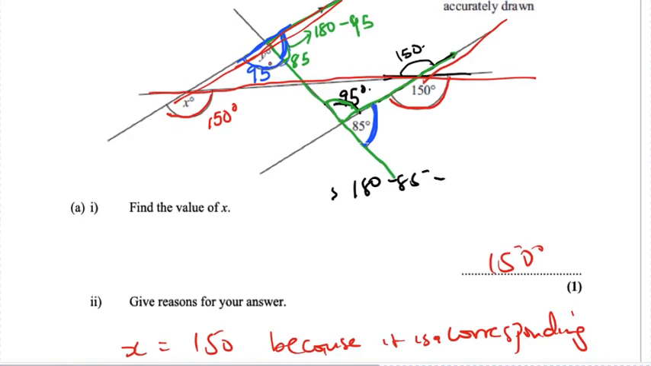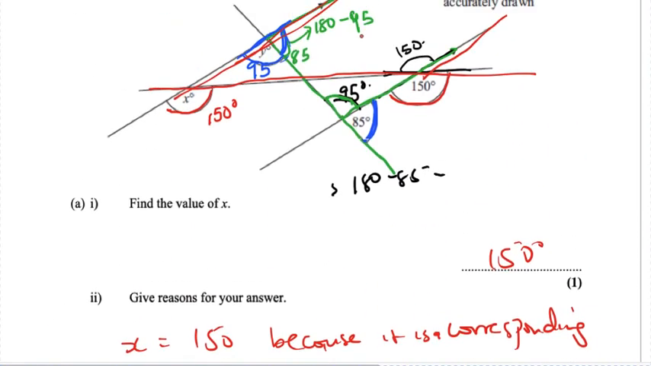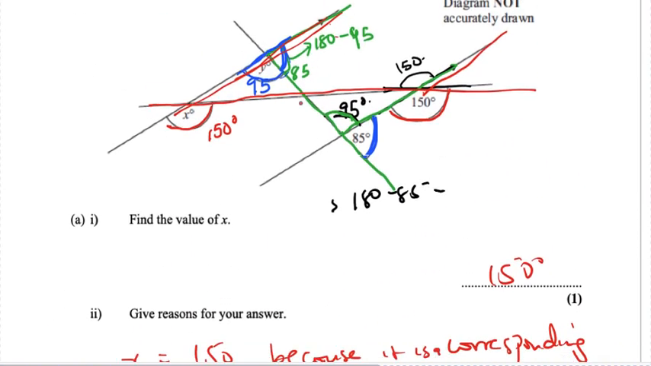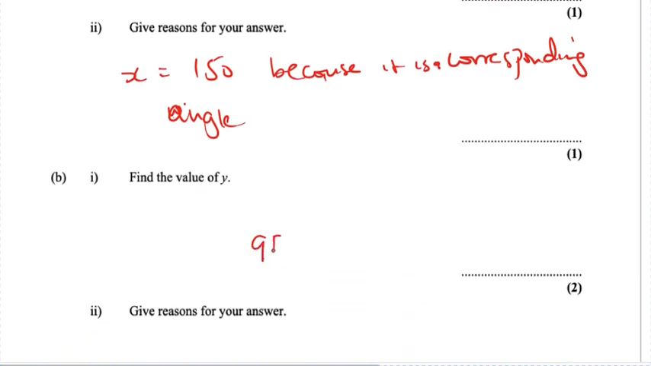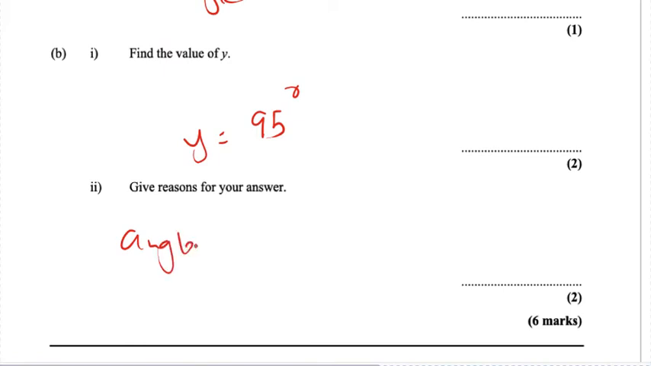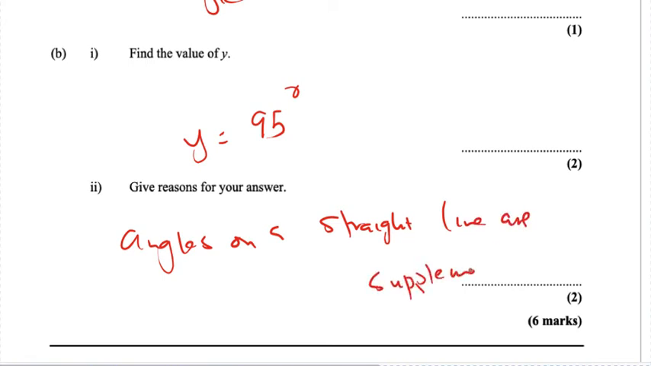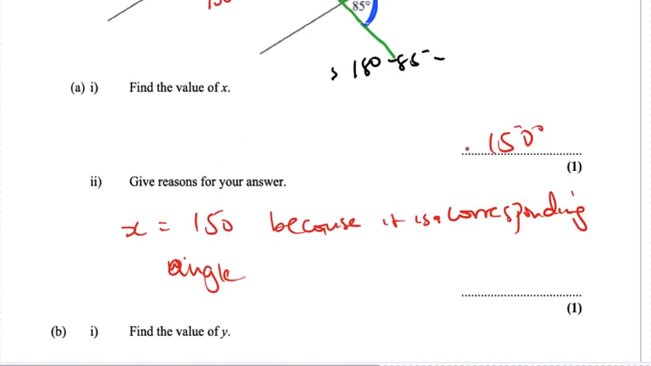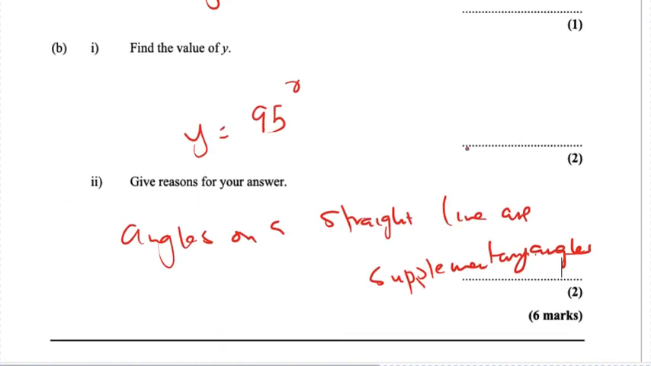And we have already figured out Y quickly. So Y, find the value of Y. We've already found the value of Y here. Y is 95 degrees, and the reason is angles on a straight line are supplementary angles, meaning that they add up to 180. Okay, so I hope that makes sense. Let's continue to the next question.